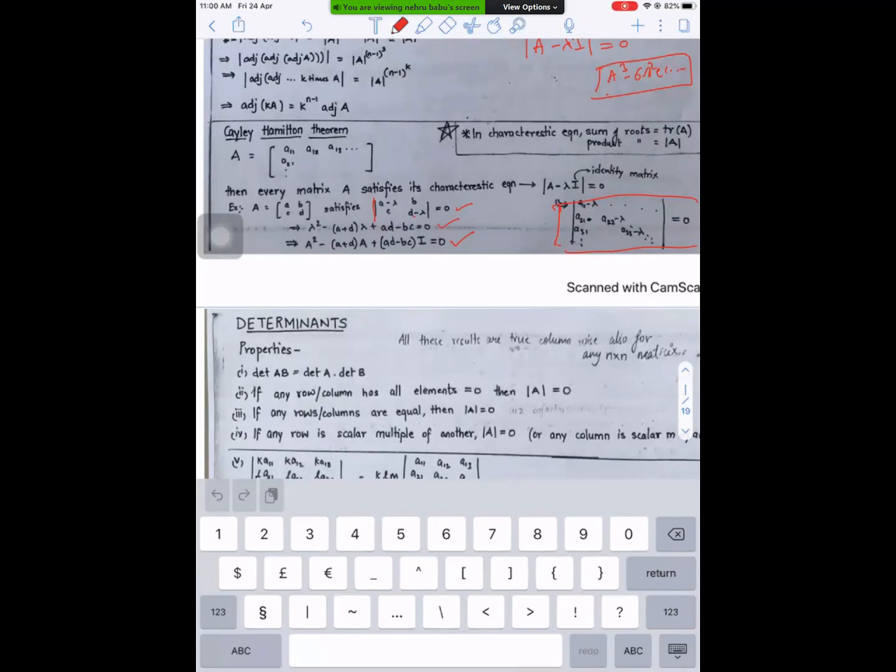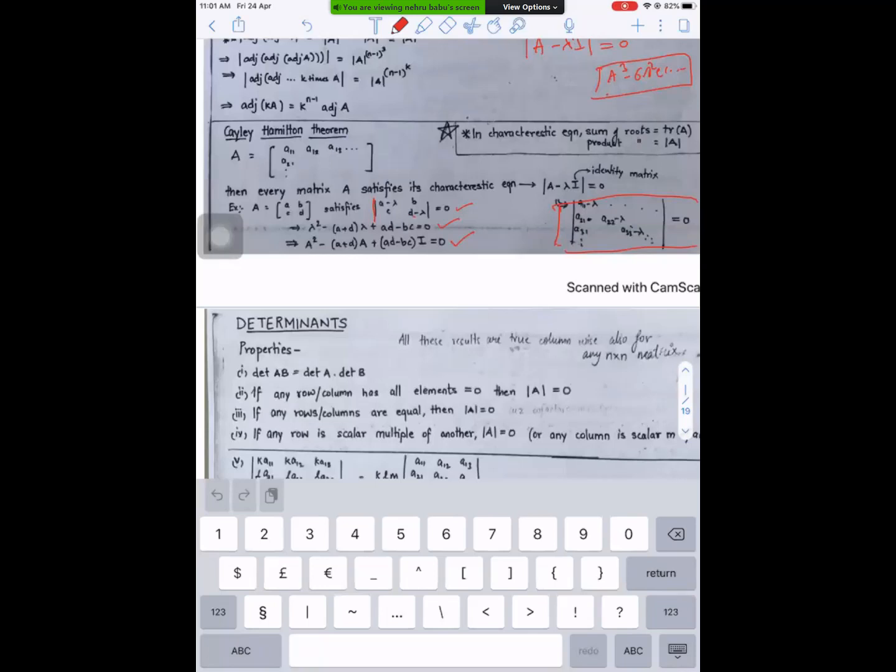Means in the place of lambda, if you write matrix A: A square minus (a plus d) A plus (ad minus bc) I equal to 0. This proof you will learn in your BTech, so at present I am not giving the proof. This theorem is called the Cayley-Hamilton theorem: every matrix satisfies its characteristic equation. How to find that characteristic equation is from the principal diagonal, simply subtract lambda, and equate that to 0.